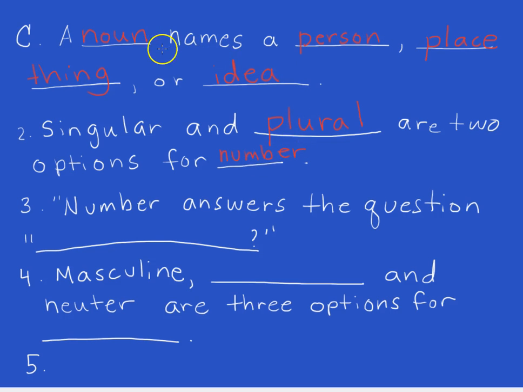So when we look at nouns, nouns are people, places, things, or ideas. They come in singular, they come in plural. That's talking about number. And number answers the question, how many? Well, that's pretty simple.